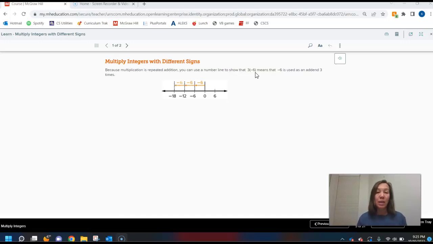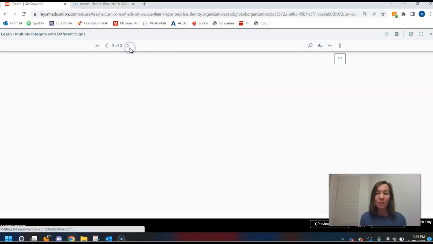So when you're multiplying with different signs, because multiplication is just repeated addition, we can use a number line to show that 3 times negative 6 means that we're adding negative 6 3 times. So negative 6 plus negative 6 plus negative 6 is negative 18 here.